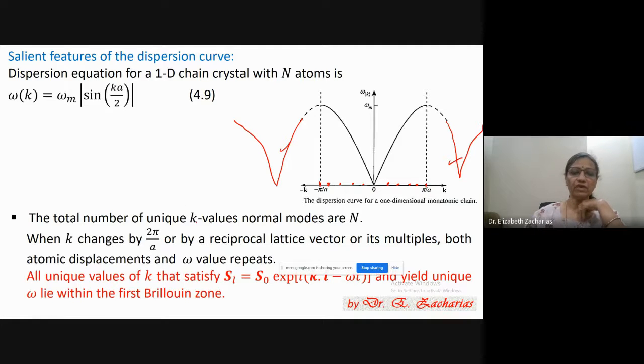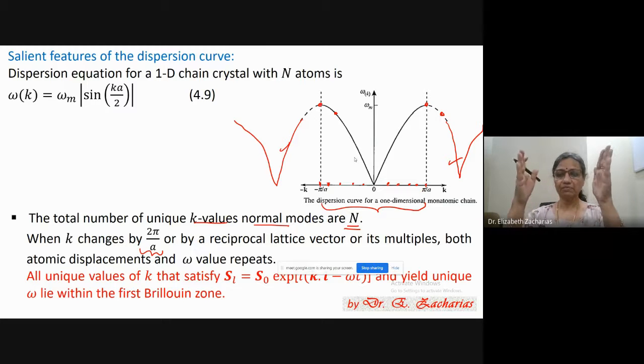So the total number of unique k values, normal modes, is capital N. And when k changes by 2 pi by a, 2 pi by a means this entire distance, then what you get is only a repetition. Look at this. I am getting this. Once I change by 2 pi by a, I am getting this. What I get will be just repetition. All unique values of k satisfying this can be obtained by just confining ourselves to the first Brillouin zone and using the dispersion curve.